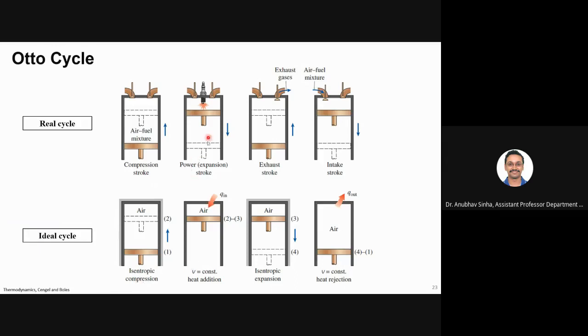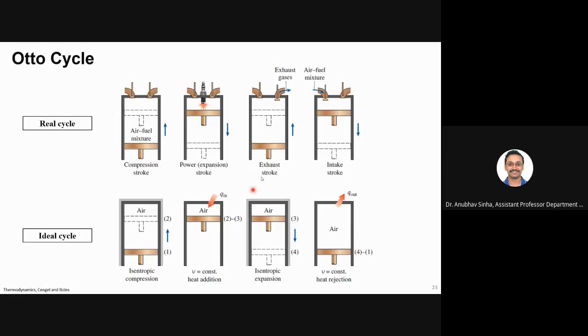Second is when we add heat. In the ideal cycle we assume that volume is constant. For the Otto cycle we have constant volume heat addition. In the real engine we are burning fuel, but in the ideal cycle we assume that there is no burning, only air is there. So you have a high temperature heat reservoir which supplies heat at constant volume.